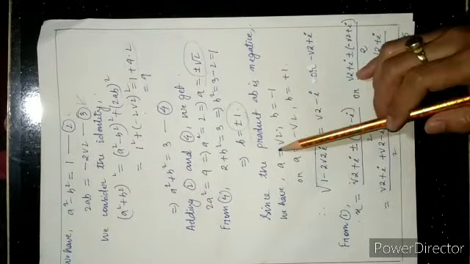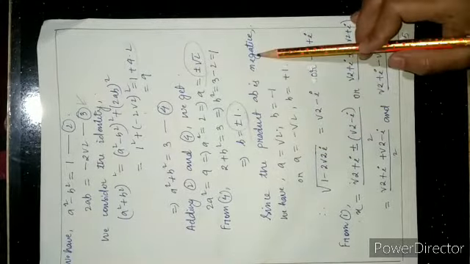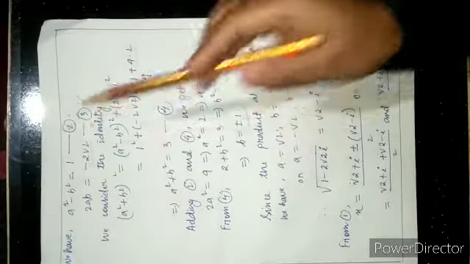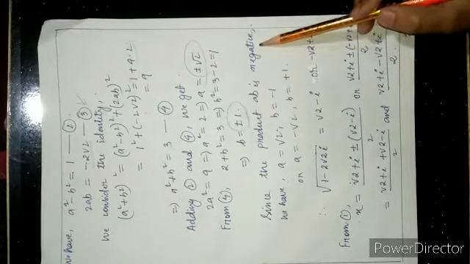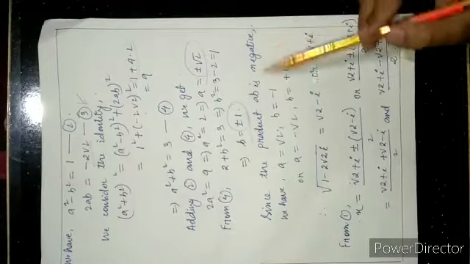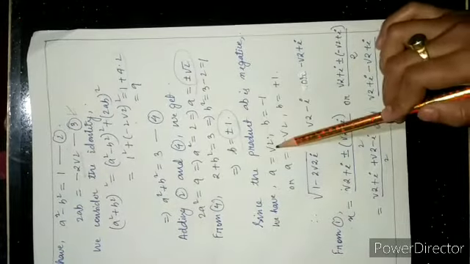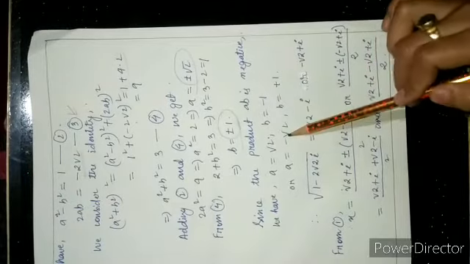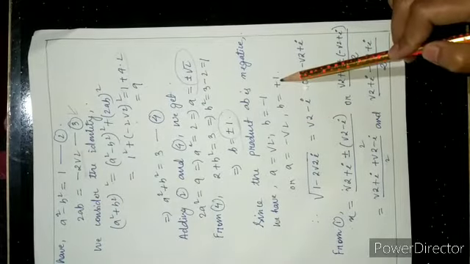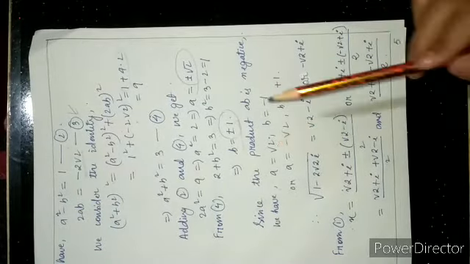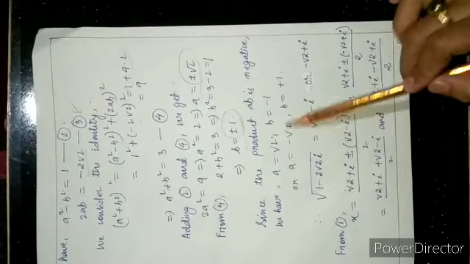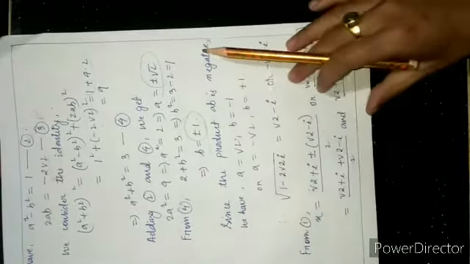From equation number 3, the product ab is negative. If the product of two numbers is negative, then one of them must be negative. So if a is positive, b will be negative. If a is negative, then b will be positive. So a is positive already, b negative. A is negative already, b positive.